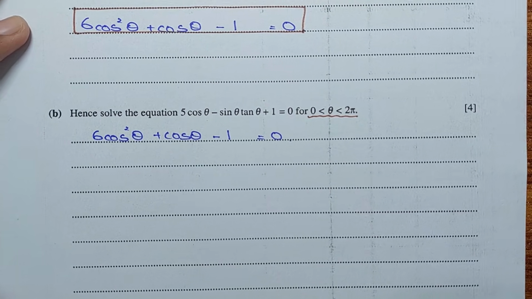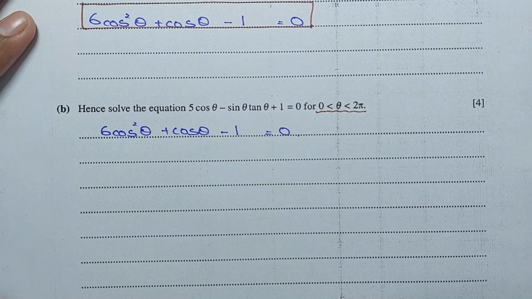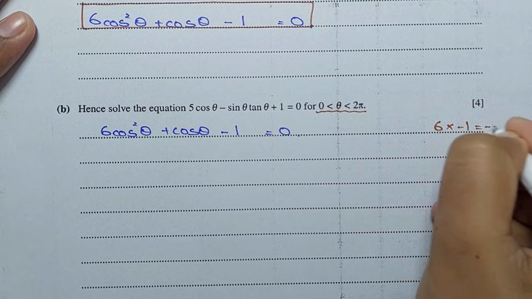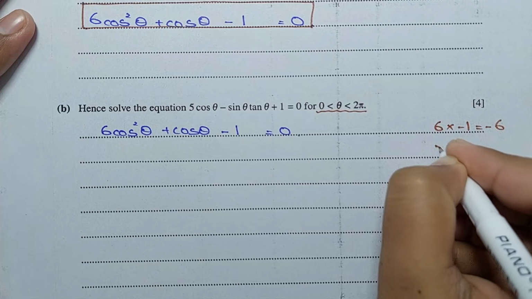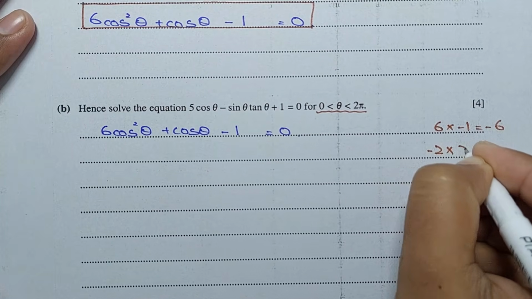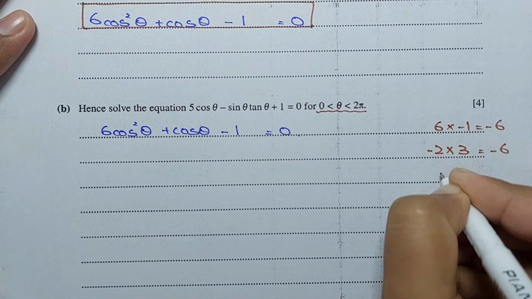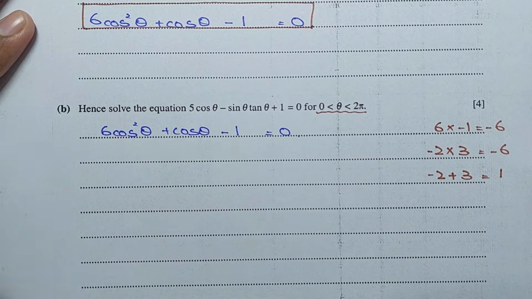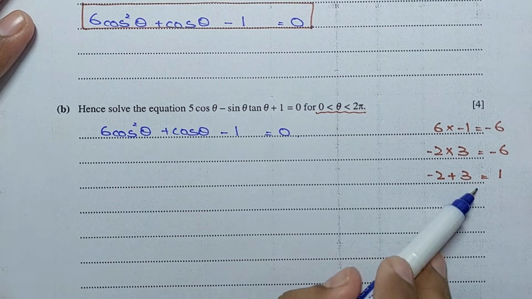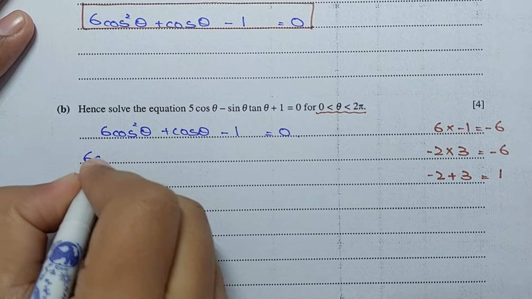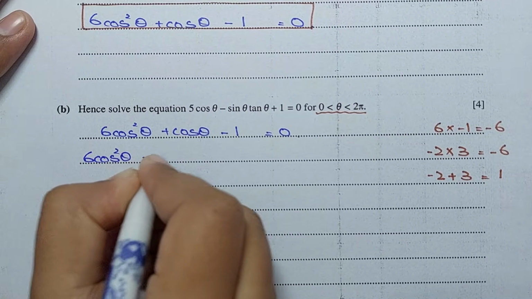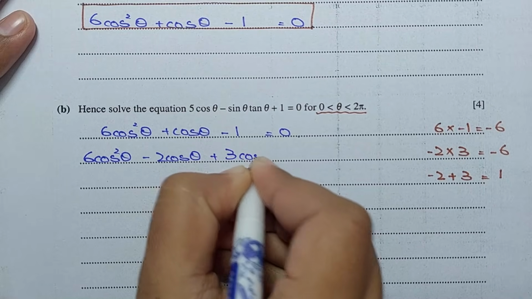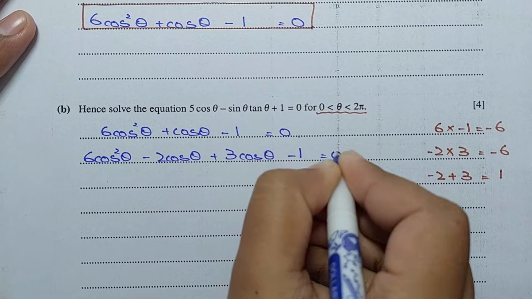Now, it is a quadratic equation in cos, so we can factorize it, right? 6 times minus 1 is minus 6. We can say minus 2 times 3 is minus 6, and when you do minus 2 plus 3, this gives you 1. We need to break the middle term with negative 2 and positive 3. 6 cos squared theta minus 2 cos theta plus 3 cos theta minus 1 equals to 0.